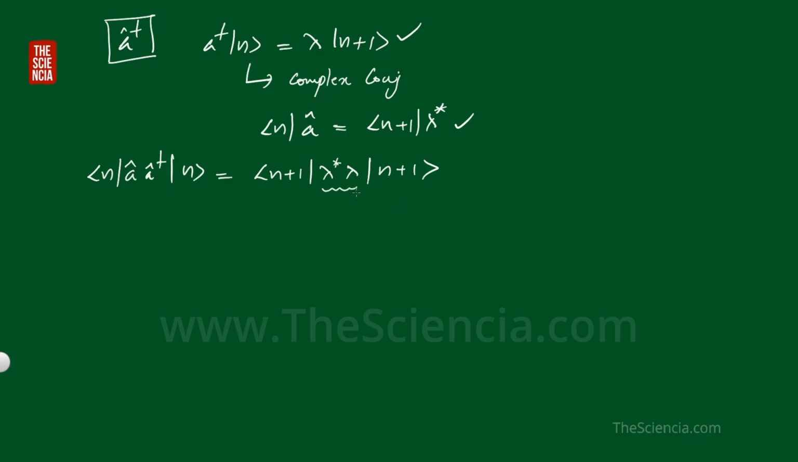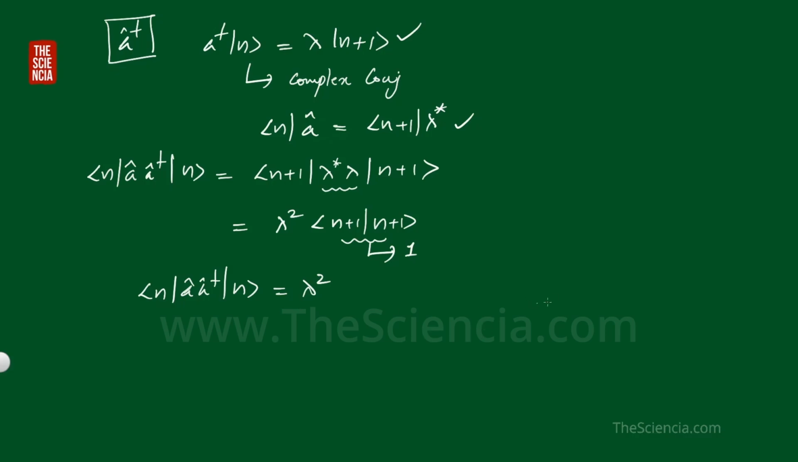Here this is a constant value, so we can take it outside, that is equal to lambda star into lambda. Here it is lambda square only, into n plus 1 with n plus 1. And we know the scalar product of the same state is equal to 1. That is, bra n a dagger a ket n is equal to lambda square.